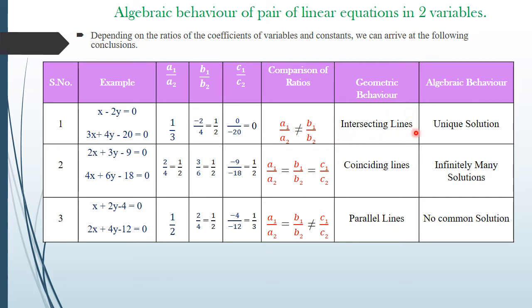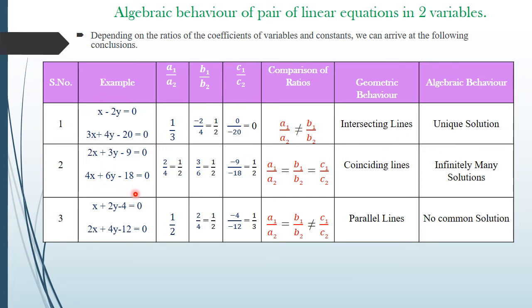This we have seen intersecting lines in the previous slide, and algebraic conclusion of this type of linear equations is going to be they will have unique solution. Means there will be only one point of x and one point of y which will satisfy both these equations.